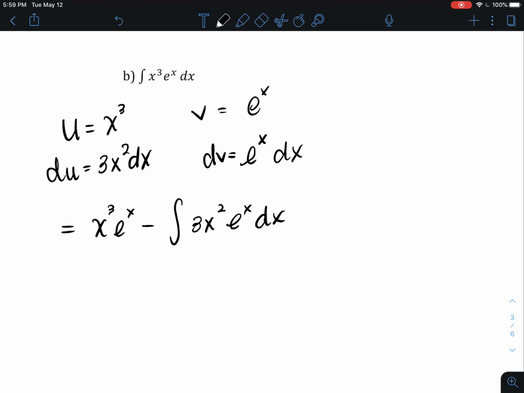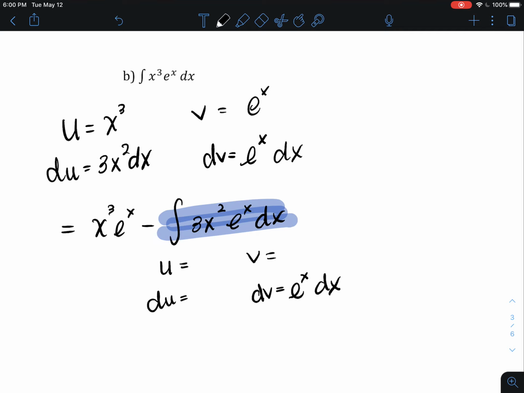Okay, I'm going to leave it like that, and this is, again, another integration by parts. So again, what is u, du, what is v, dv? We start with u and dv. So again, e to the x dx is going to be my dv. That means 3x squared is going to be my u. The derivative of that would give me 6x dx. And then the integral of e to the x is just e to the x.